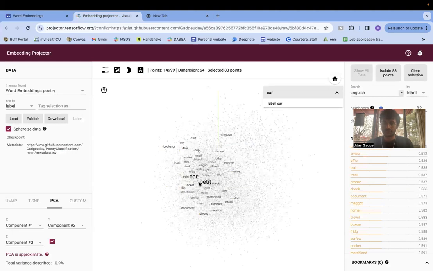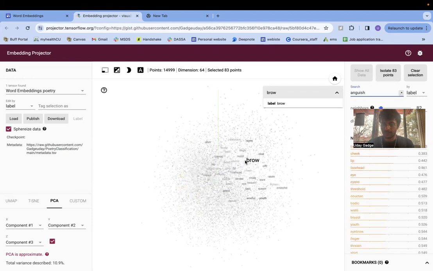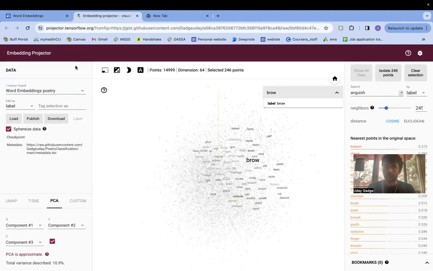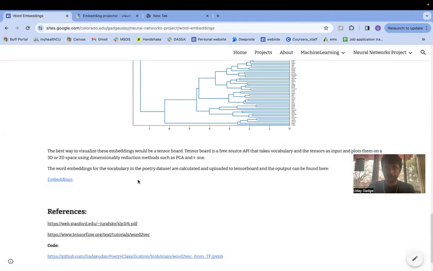And there are multiple options to visualize these word embeddings. We can just pick a word, and it would give the words that are closest to it, and you can drag and check how many neighbors you would want to visualize in this. It's a really cool interface where you can play with the word embeddings that are generated.